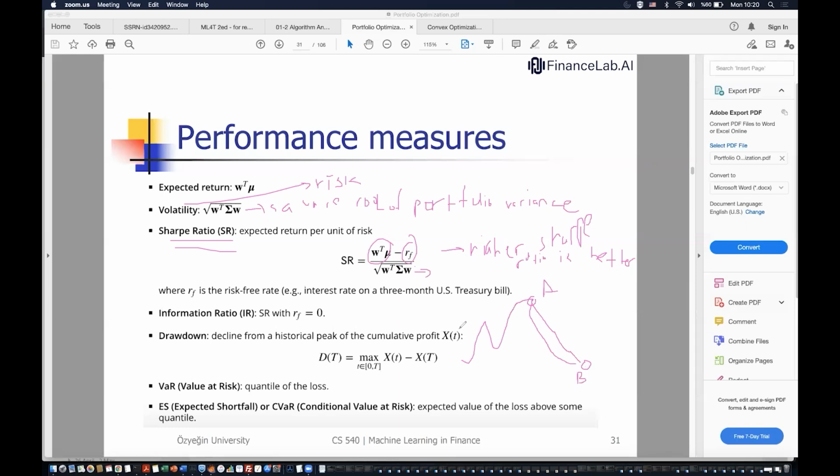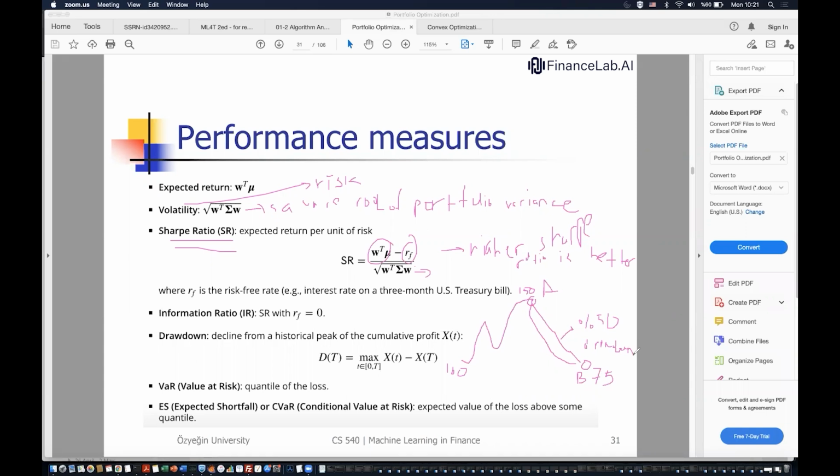And assume that this X_T is a cumulative profit graph. So we started with 100, then by increasing the return, our portfolio has increased. In this case, assume that this is 150, and then it decreased to B, which is 75. Then this means a 50% drawdown.